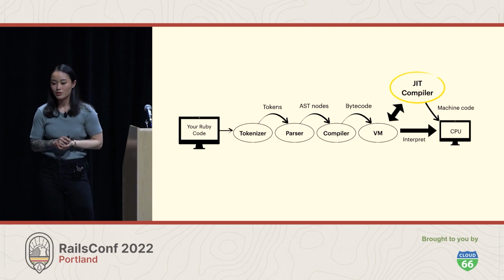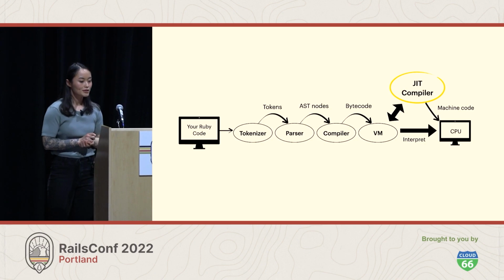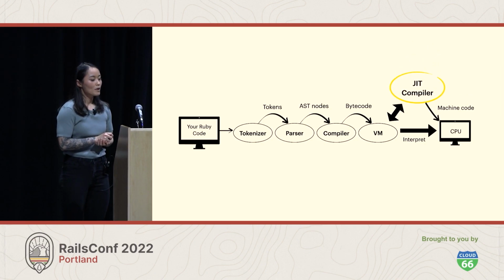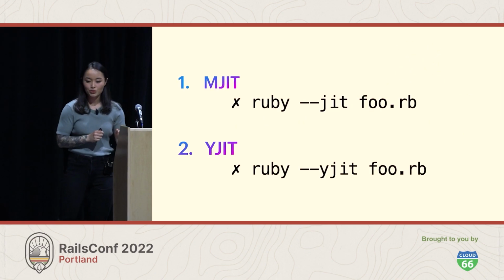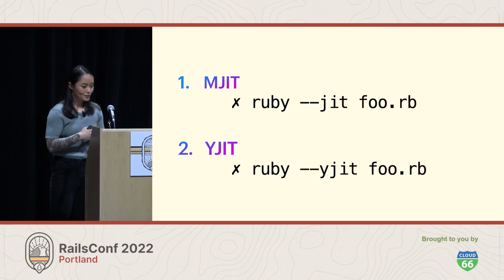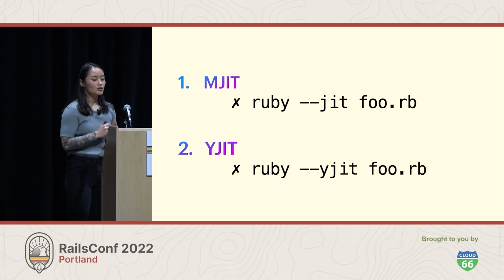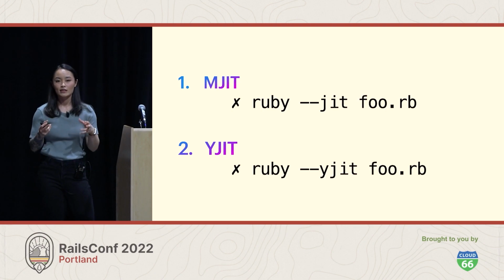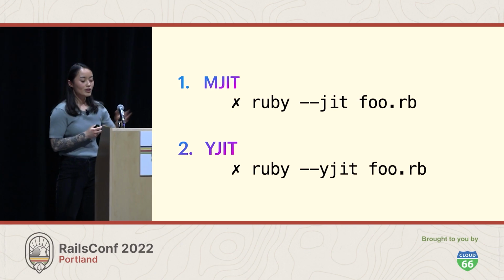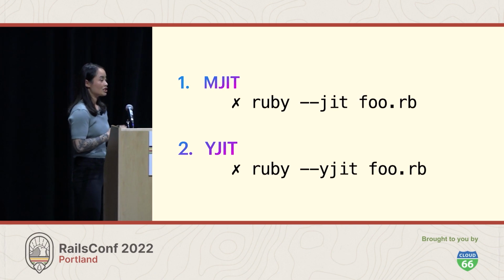Theoretically, it is possible to have a JIT compiler for AST nodes, but it doesn't seem like it's very common. So we already have 2 JITs in Ruby. The first one is mJIT, which works by leveraging the C compiler. It's sort of like generating a C extension at runtime. And you can try out mJIT by using the flag --JIT.